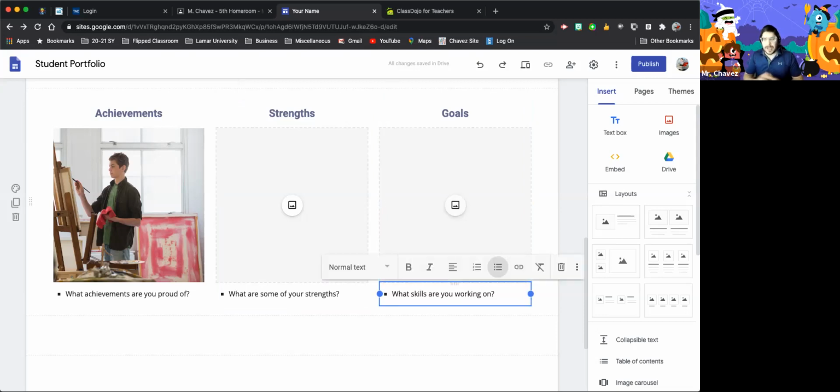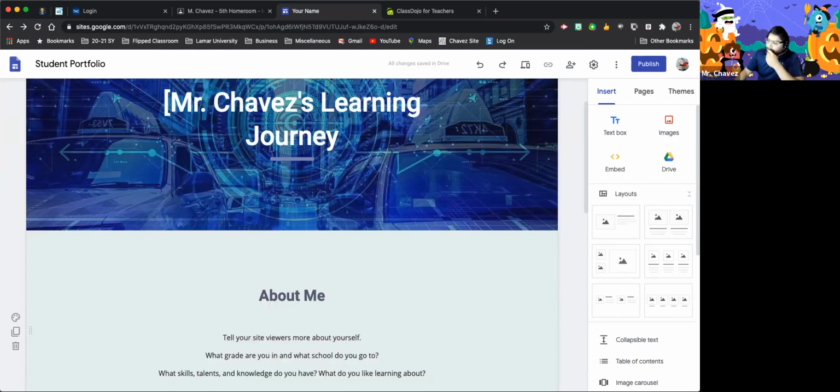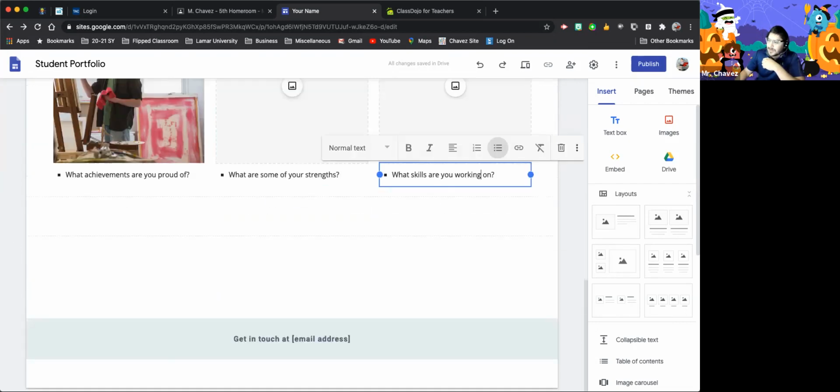Right here, your goals. What goals do you have? What goals do you have for this year that you want to accomplish by the end of this school year? Is it your goal to show growth in math and science? Is it your goal to have 100% attendance? What are your goals? Okay, they could be anything. What goals do you guys have? And that's all I want you guys to work on this page.